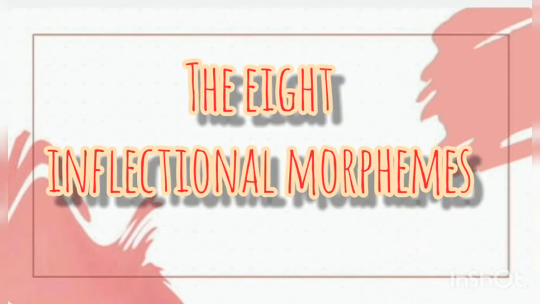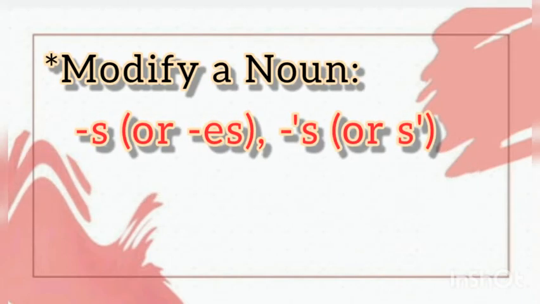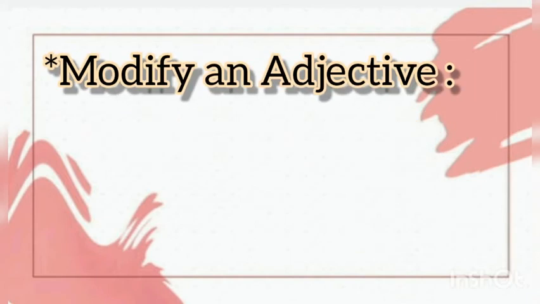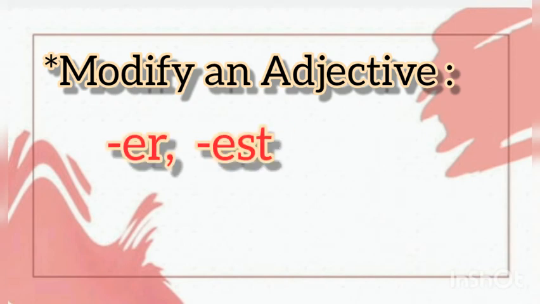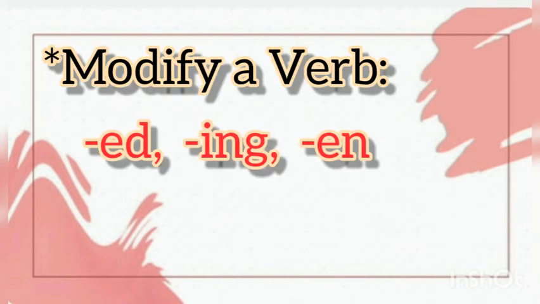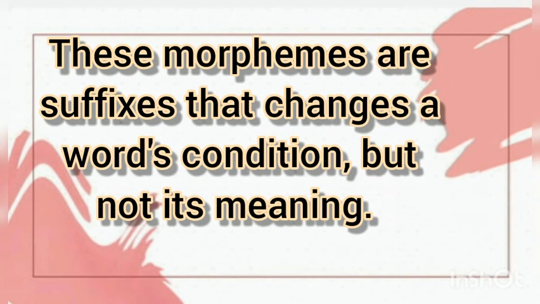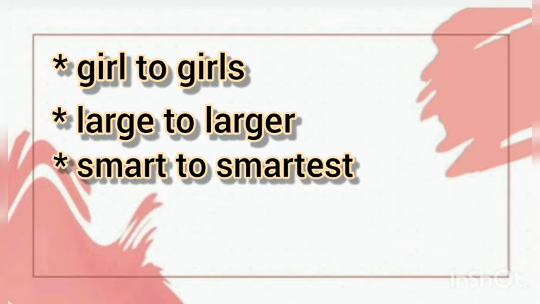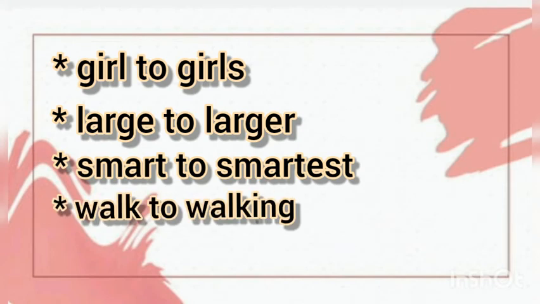The eight inflectional morphemes are organized by which part of speech they modify. For example, to modify a noun: s or es, apostrophe s or s apostrophe; to modify an adjective: er and est; to modify a verb: s, ed, ing, and en. These morphemes are suffixes that change a word's condition but not its meaning. Some examples of these changes are girl to girls, large to larger, smart to smartest, walk to walking, and eat to eaten.